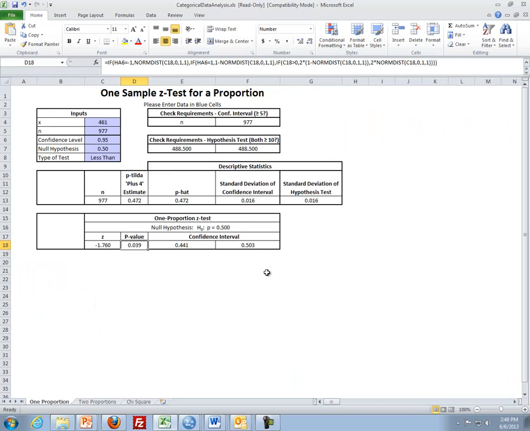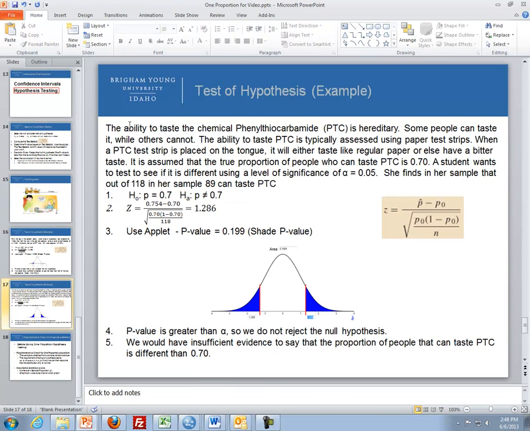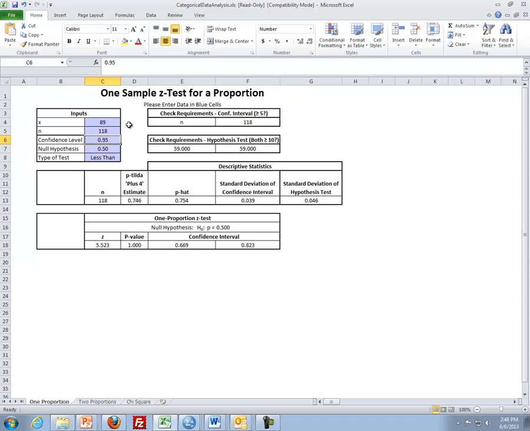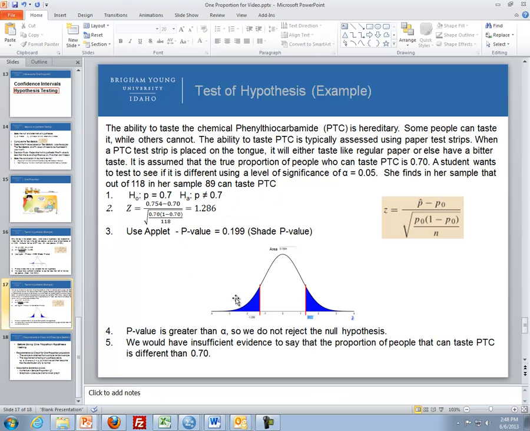But what I'm going to do is go to my applet here, and I'm going to take 89, that's the number of people who could taste PTC, divided by the 118 in our sample, and our null hypothesis is 0.7, and the type of test is less than, greater than, or not equal to, so it's a two-sided test. So we get a test statistic of 1.286, p-value of 0.199, that's where I got the 0.199 there, even though it's slightly different than our applet. But it's pretty close. In the end, it draws the same conclusion. Because if we compare our p-value to our level of significance, our p-value is greater than alpha, so therefore we don't reject the null hypothesis. So we would have insufficient evidence to say that the proportion of people that can taste PTC is different than 0.70 or 70%.